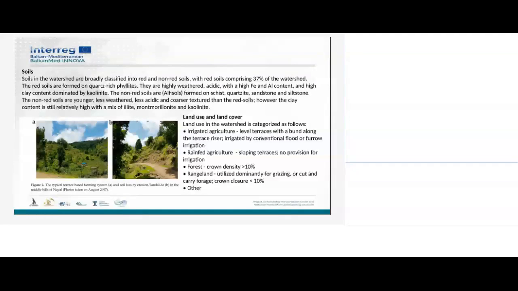The main land uses in the watershed are represented by irrigated agriculture at level terraces, rainfed agriculture on sloping terraces with no provision for irrigation. There are forests with ground density more than 10%, and also rangeland utilized dominantly for grazing.